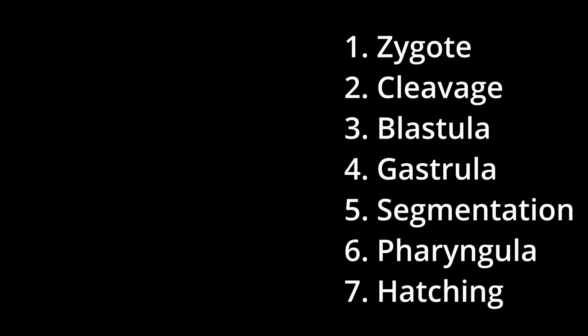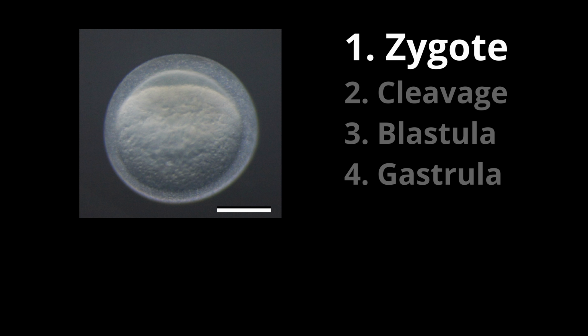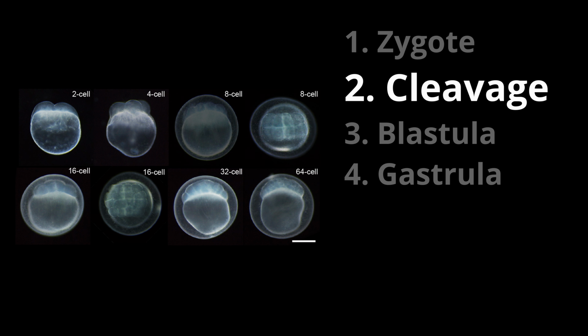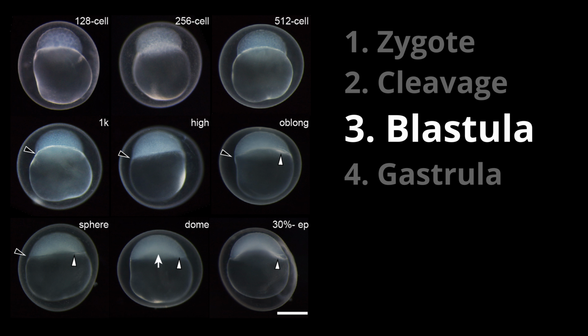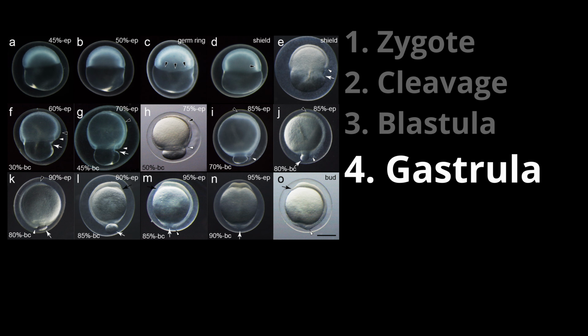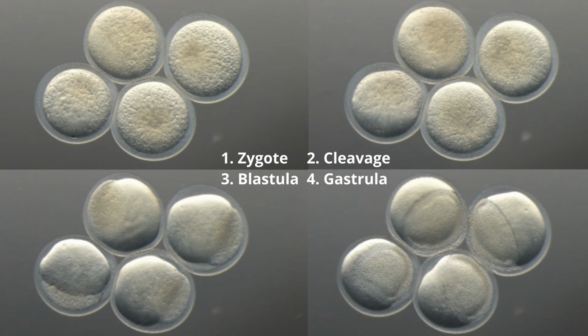The embryonic development of goldfish can be divided into 7 periods, and this video covers the first 4: zygote, cleavage, blastula, and gastrula. The zygote stage is immediately after fertilization, and cleavage refers to the period up to 64 cells. The blastula period follows with less synchronized cell divisions. During the gastrula period, the blastoderm begins to envelop the yolk.